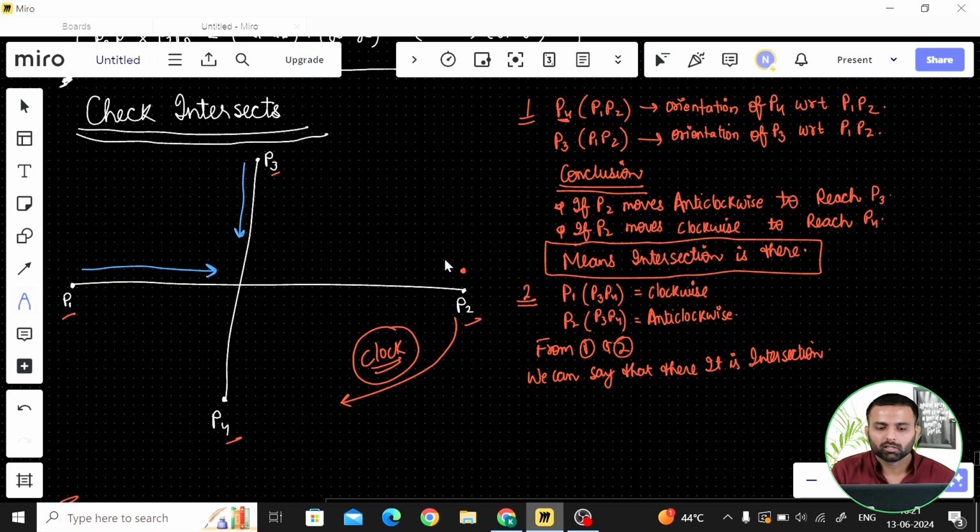So when I am here, in which direction is my P3? It's in the anti-clockwise. It means that both lie in opposite directions, right? If your line segment is this, one point is upward and the second is downward. It means that there is an intersection, right? So that's why there is an intersection. I hope you understand this.